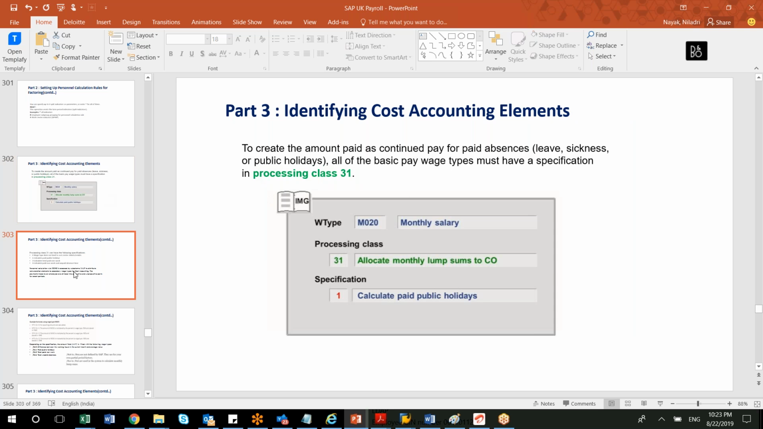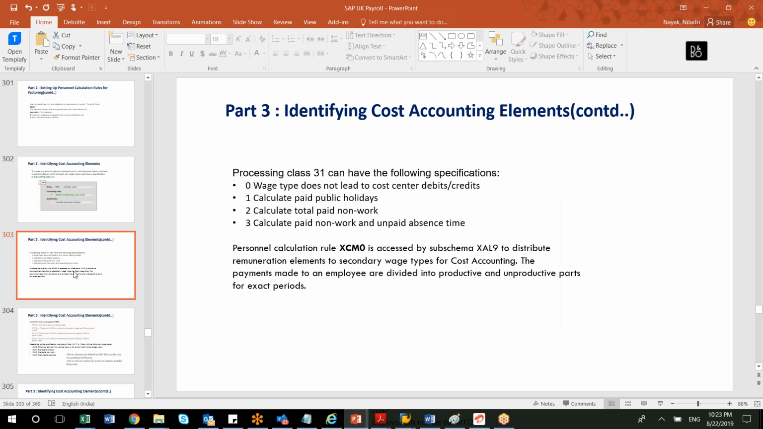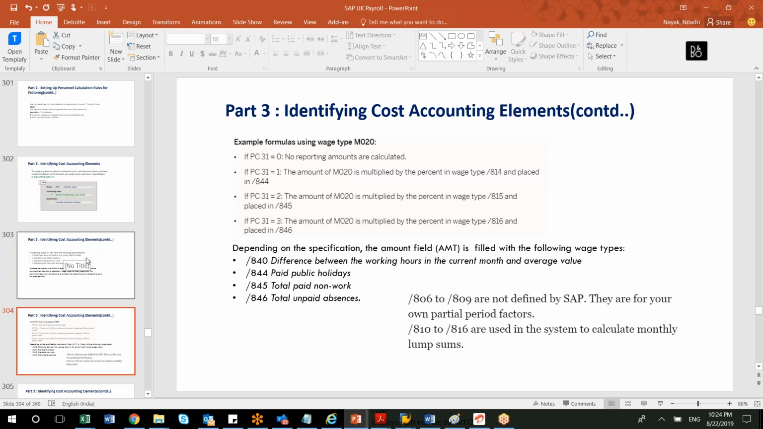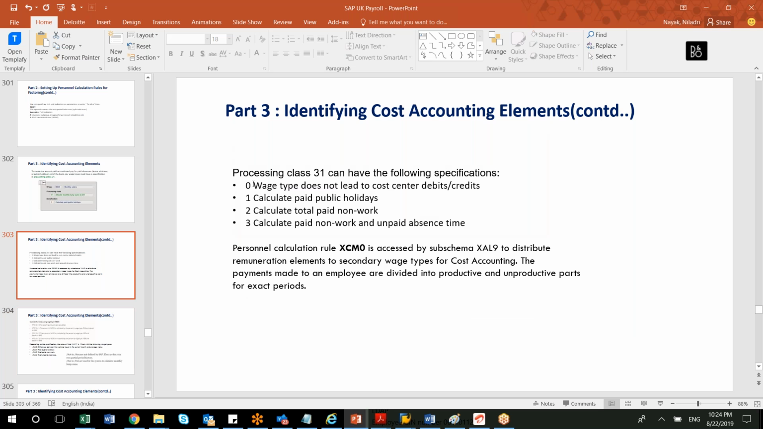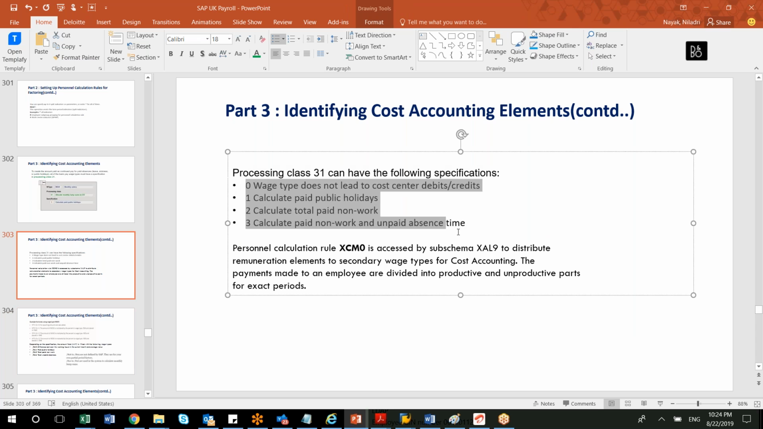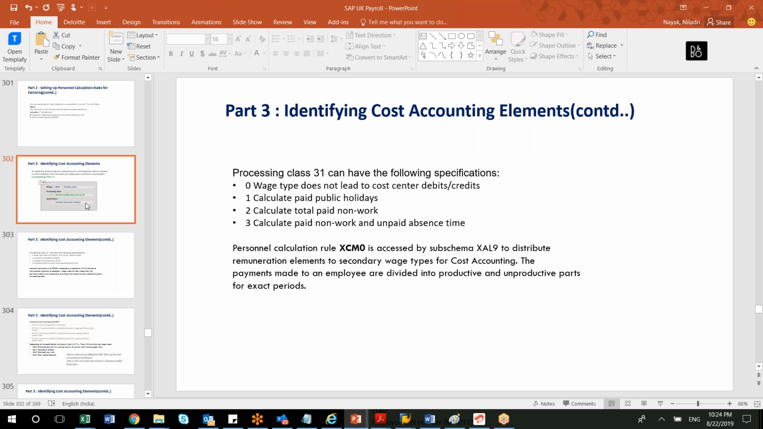In that case, there will be no amounts, there will be no such calculation, there will be no factoring. So the meaning of 0 here, as I was explaining with this specification, is that when processing class 31 equals 0, the wage type will not have any kind of split. In that case, there will be no cost center debit or credit. Suppose you have processing class 31 equal to 1, if the specification is 1, as I explained in this screenshot, what will happen?